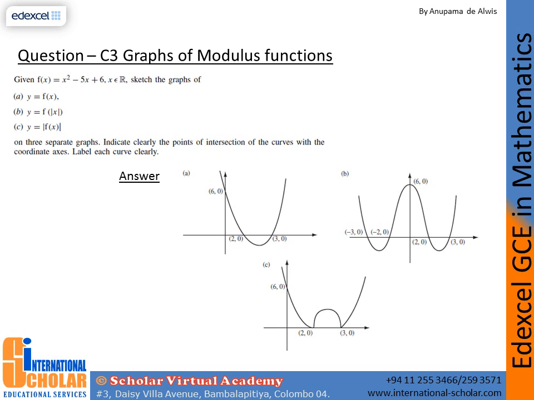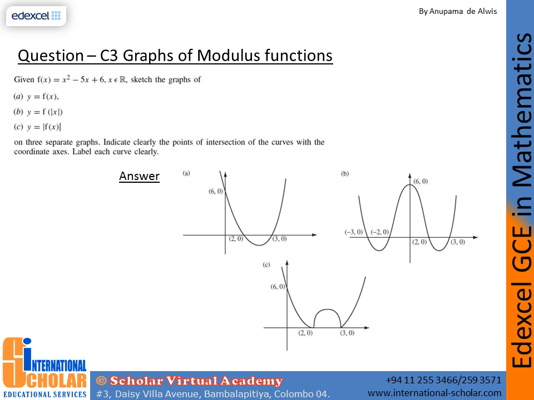Moving on to part B, sketching y equals f of modulus x. When modulus x is to be sketched, you sketch the graph only for the positive x values and reflect it from the y-axis. So you get the graph like in part B.